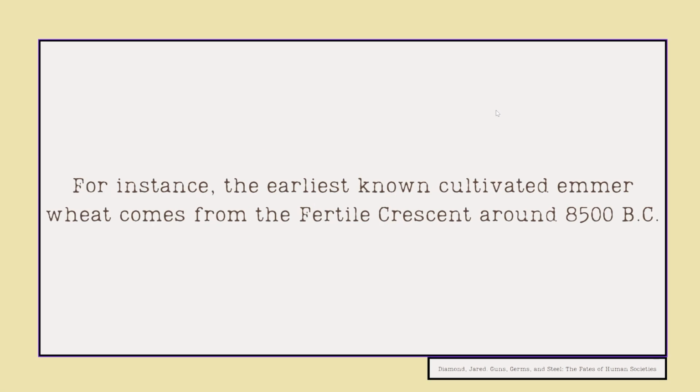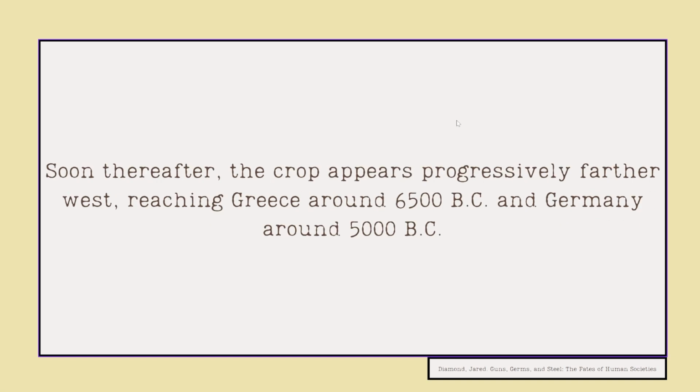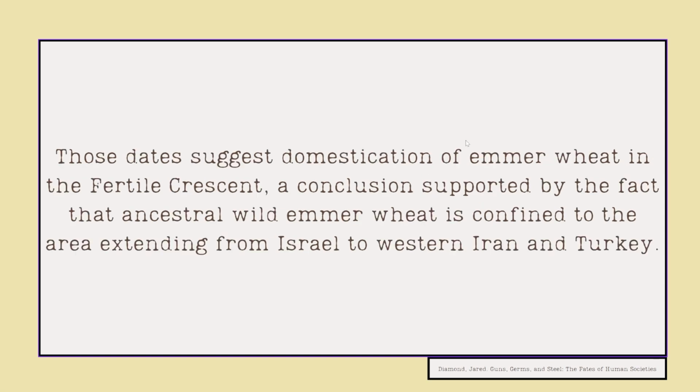For instance, the earliest known cultivated emmer wheat comes from the Fertile Crescent around 8500 BC. Soon thereafter, the crop appears progressively further west, reaching Greece around 6500 BC and Germany around 5000 BC. These dates suggest domestication of emmer wheat in the Fertile Crescent, a conclusion supported by the fact that the ancestral wild emmer wheat is confined to the area extending from Israel to western Iran and Turkey.